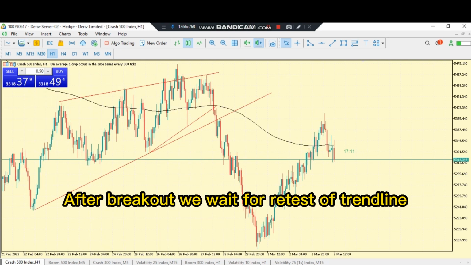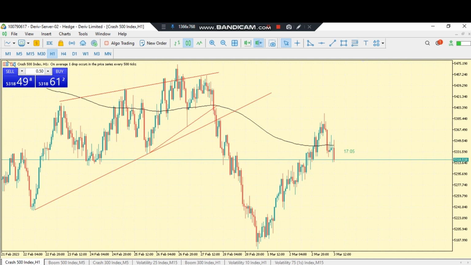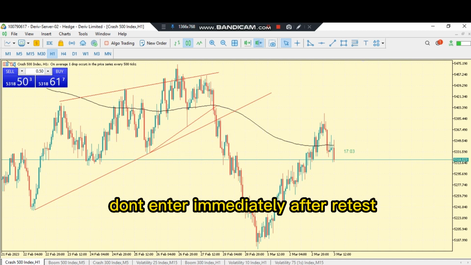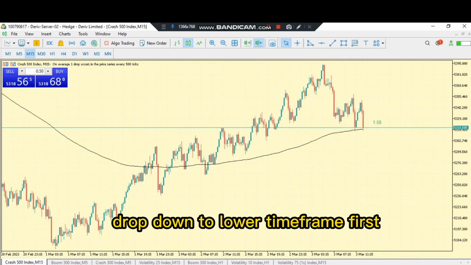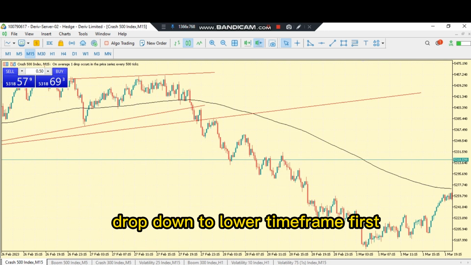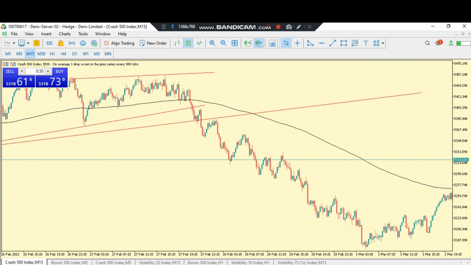Right here we've got a touch, then a breakout, and we've got a retest to that trend line. Though you're not supposed to enter exactly over here. You shift back to your 15-minute time frame. Let's shift back to our 15-minute time frame. As you can see over here, this is the pullback to the trend line. So you enter over here when there's what?